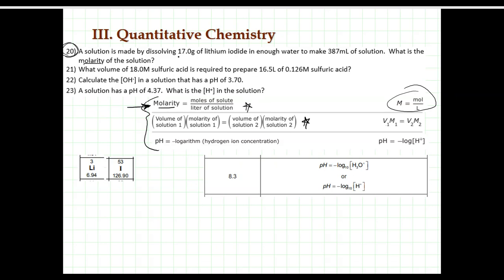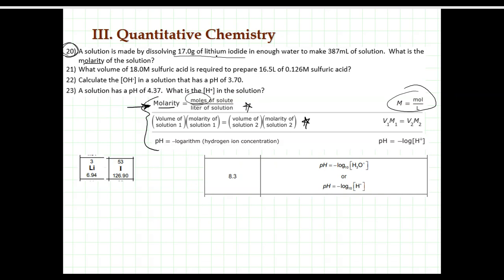So let's start here. We have 17 grams of lithium iodide. I need to turn that into moles of lithium iodide so I can plug it into the formula. So in order to turn grams into moles, I need to find the molar mass. And so I go to my periodic table and I see that lithium and iodine have these two masses. But I need to go back to my name and make sure that my formula, this is ionic, since it's metal, non-metal, has balanced charges.